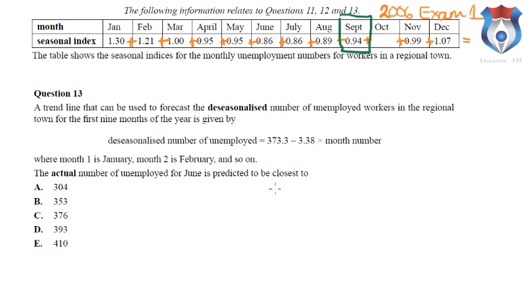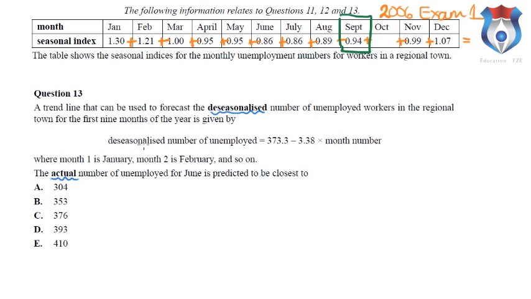The third and final question that related to this seasonal index table said, a trend line that can be used to forecast the deseasonalized number of unemployed workers in the regional town for the first 9 months of the year is given by deseasonalized number equals 373.3 minus 3.38 times the month number, where month 1 is January, month 2 is February, and so on. The actual number of unemployed for June is predicted to be closest to.